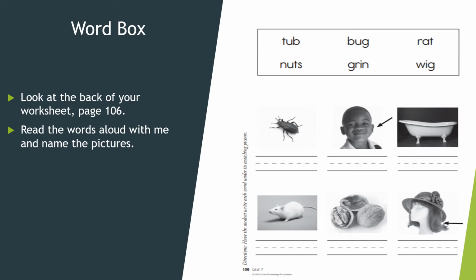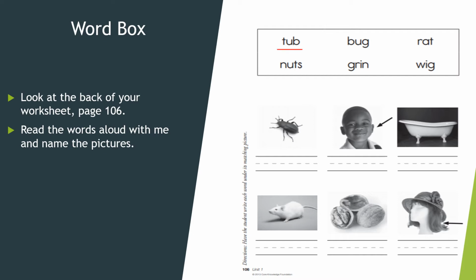This is the word box activity. To find this page, you will look at the back of your 14.1 worksheet. It's on page 106 in your workbook. That's 106 in your workbook. For this activity, I will read the words. Repeat the words in the word bank after me.